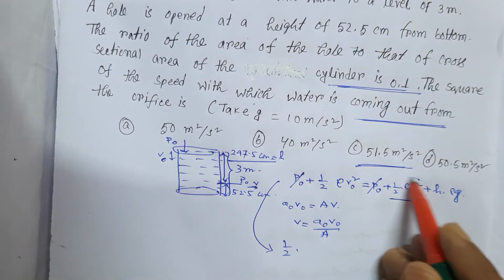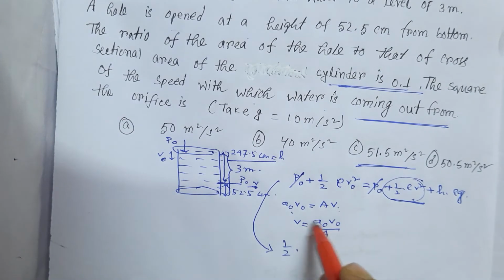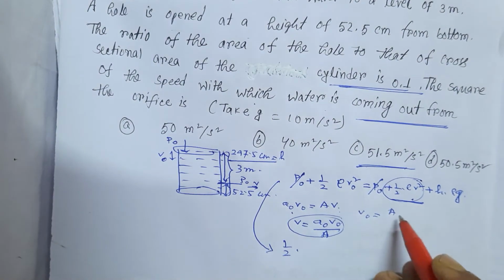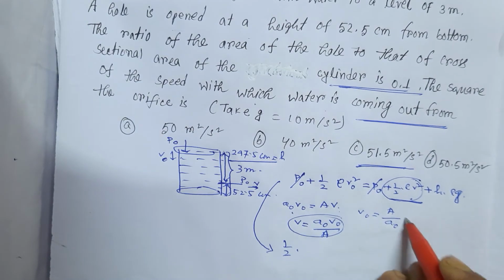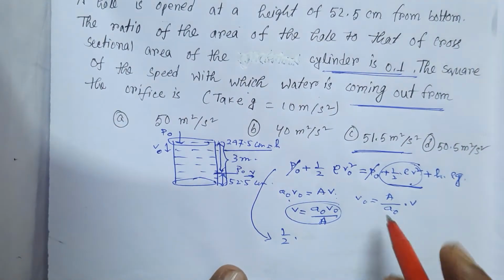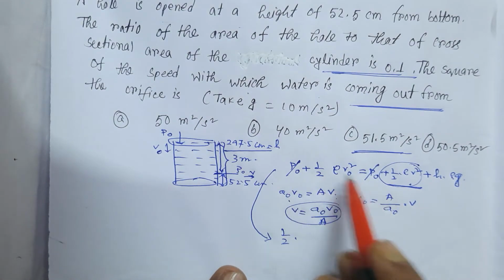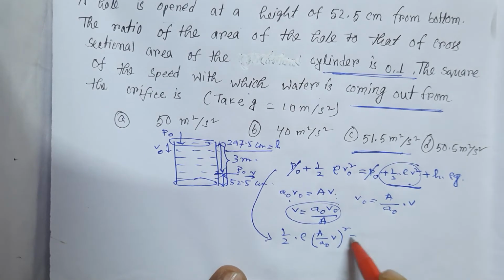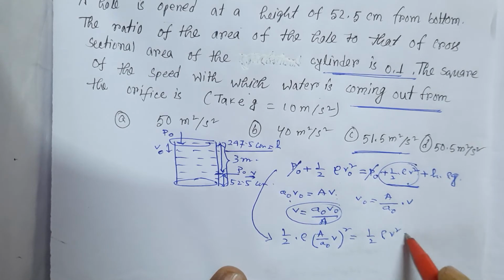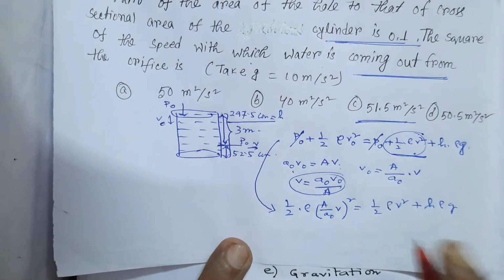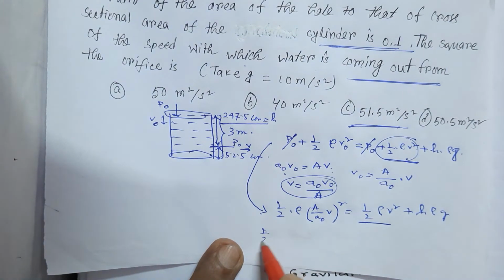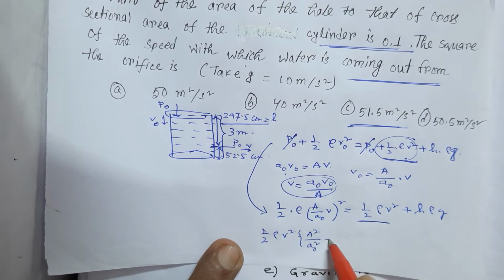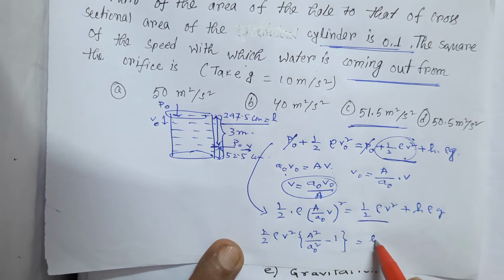So we are to calculate V. When we calculate V, V0 equals A by A0 into V. So you have to replace V0: half rho into A by A0 into V whole square equals half rho V square plus H rho G. Taking half rho V square to the left hand side and making it common, half rho V square into A square by A0 square minus 1 equals H rho G.